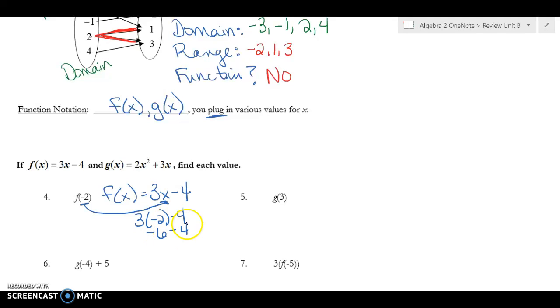So I get -6 minus 4. So I get -10. I ran out of space. It's not x equals -10 because all I'm doing is substitution. It's just substitution.